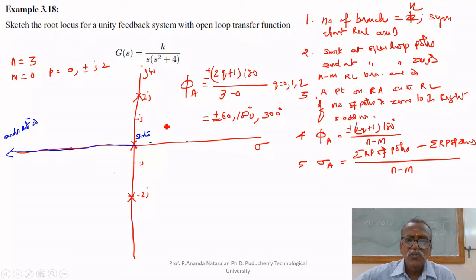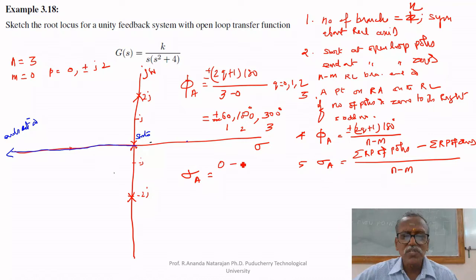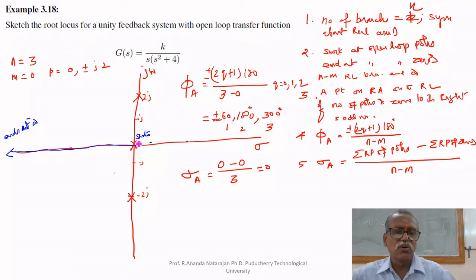Where are they meeting? How many asymptotes? 1, 2, 3. All the 3 asymptotes are meeting at sigma A. Sigma A equals the sum of real parts of poles, which is 0, minus the real parts of zeros, also 0, divided by n minus m, that is 3. That equals 0. Therefore, sigma A is 0. They are meeting at 0. Therefore, we have to draw the asymptote at 60 degrees from 0. This is 60 degrees.